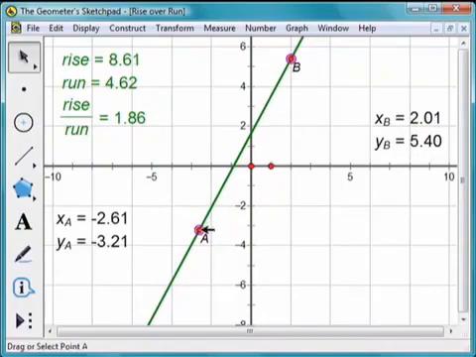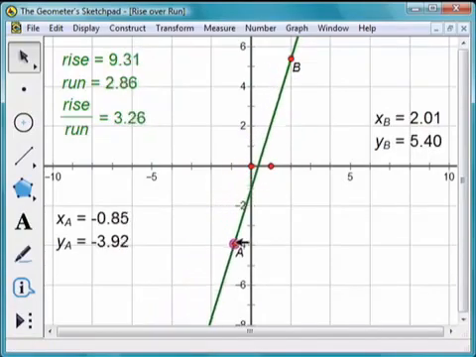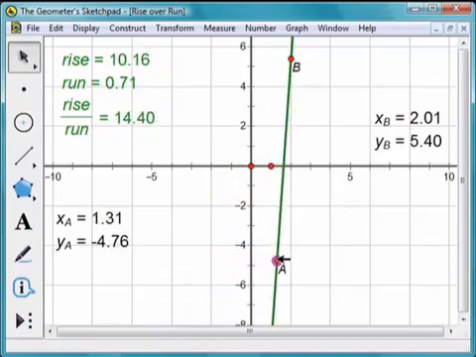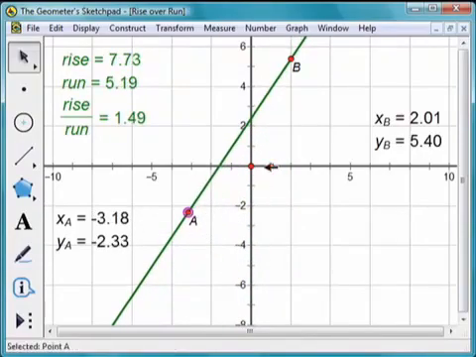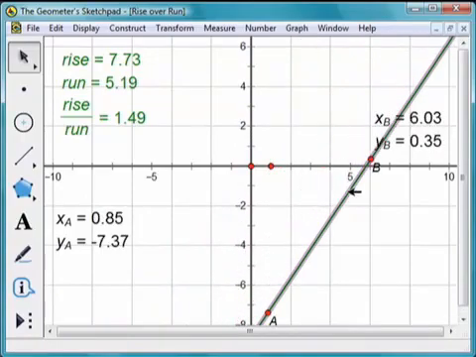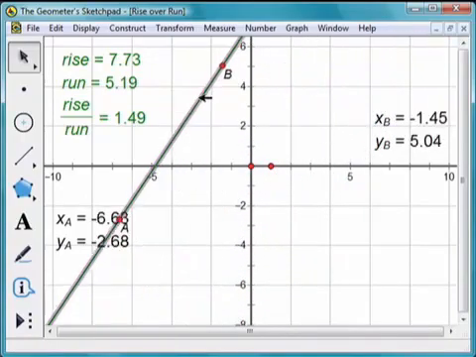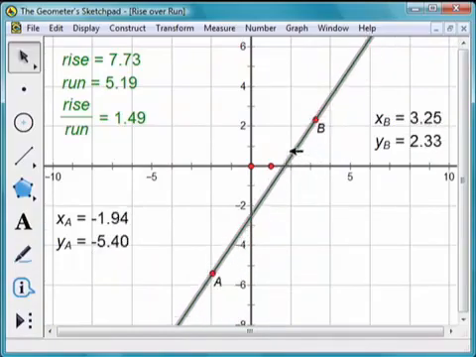Another thing that I asked them to do is to try and move that line so that the slope stays the same as they move the line. It's very difficult to do that as you're moving points A and B. But soon a student will find that if they move the whole line, that slope value doesn't change. So they've created a whole family of lines for which the slope is exactly the same.